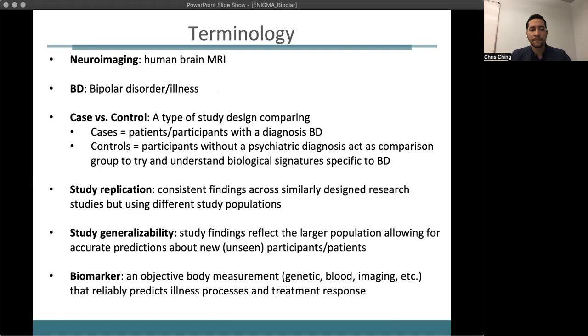I'll be talking about study replication and generalizability. These are foundational aspects of the scientific process. Replication is the consistency of findings across similarly designed research studies using different study populations, and generalizability is study findings that reflect the larger population, allowing for accurate predictions about new unseen participants or patients. And today, when I talk about biomarkers, I'll be referring to an objective body measurement that reliably predicts illness progression and treatment response.